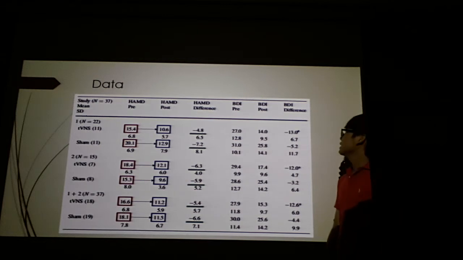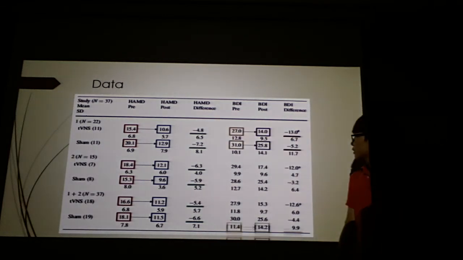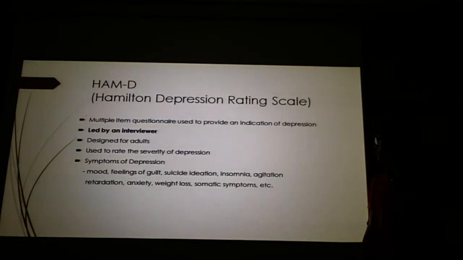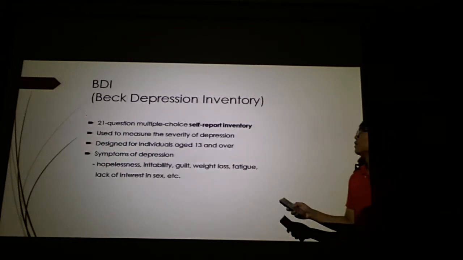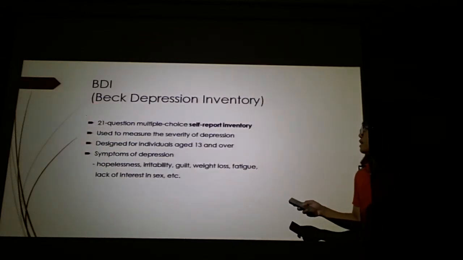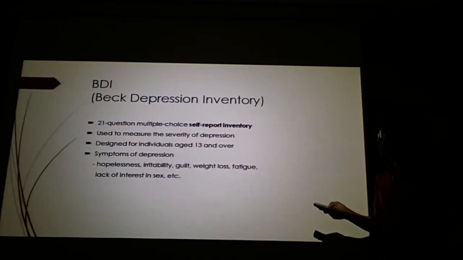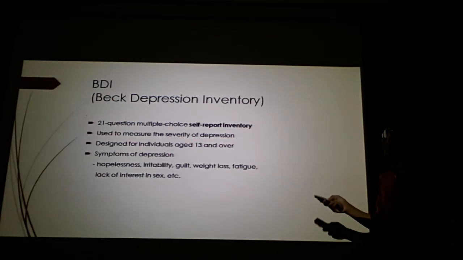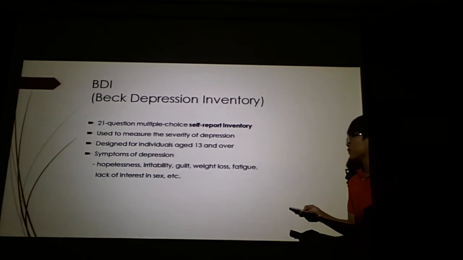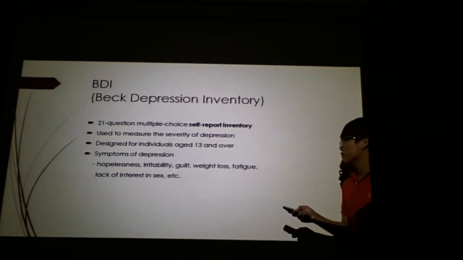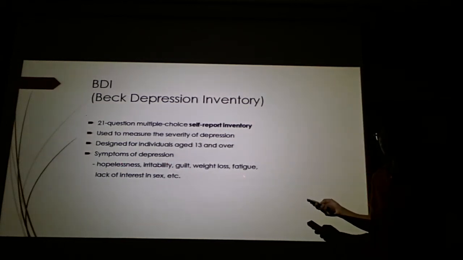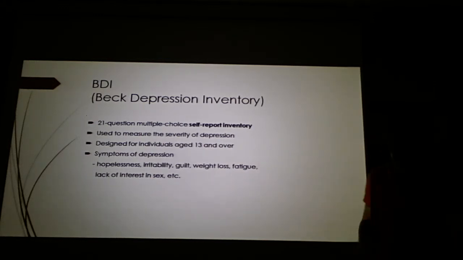So we use the BDI scale, and they try to find the difference. And the BDI scale is the Beck Depression Inventory, a 21-question multiple-choice self-report inventory used to measure the severity of depression. Designed for individuals aged 13 and over, symptoms of depression, hopelessness, irritability, guilt, weight loss, fatigue, lack of interest in sex.